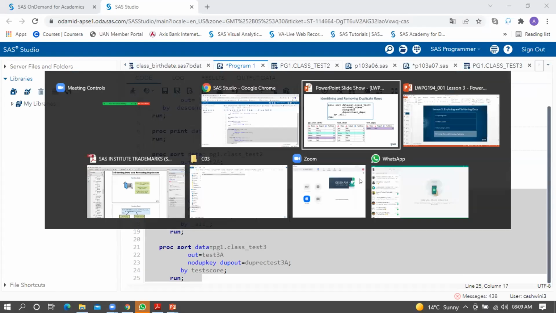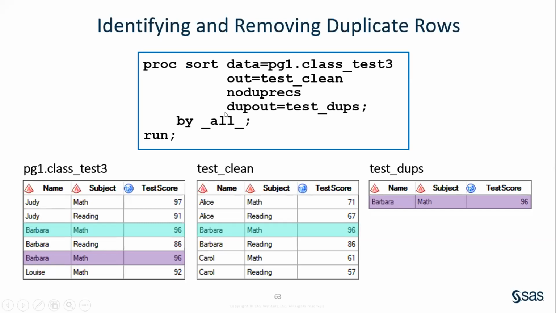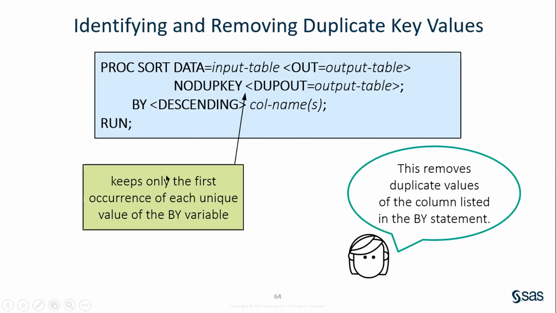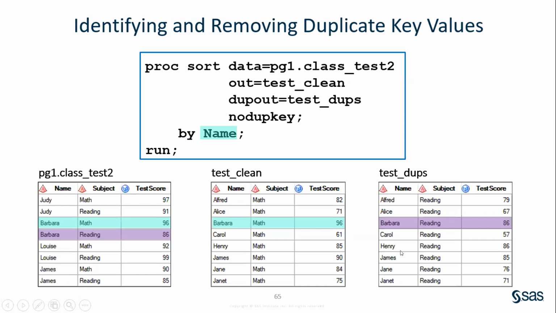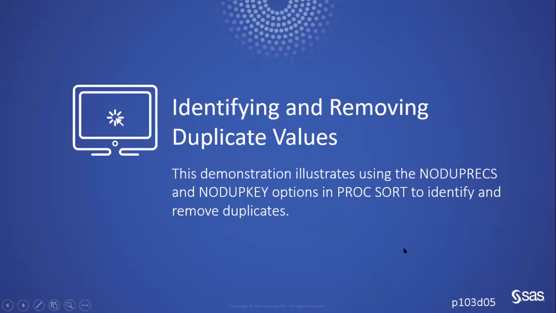So let's check your slides. Same thing your slides are telling. With noduprecs, that means it's working on all the records irrespective of columns; it removes duplicates from adjacent rows. With nodupkey, it works only on the specific key column on which you are sorting your data in your by statement. It keeps only the first occurrence of each unique value of the by variable. This removes duplicate values of the column listed in your by statement. And you have the same demonstration.